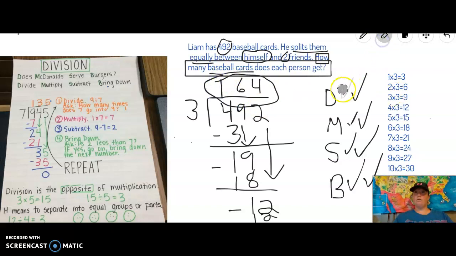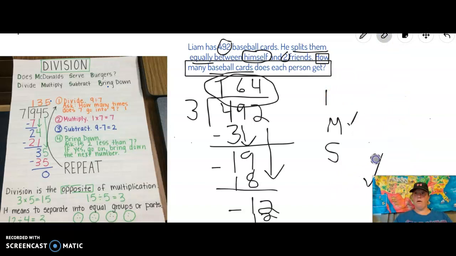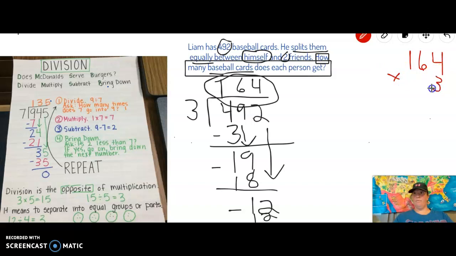So I want to show you. We're going to check it really quick. Let me move this out of the way. Okay, we have 164 times 3. 4 times 3 we know is 12. Carry that 10. 6 times 3, 18, and 1 more is 19. Carry that. 1 times 3 is 3, and 1 more is 4. 492, we know we have it correct.